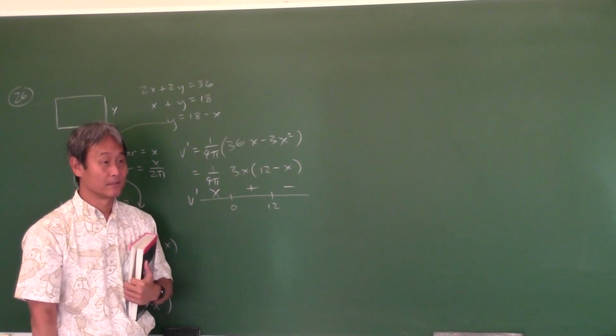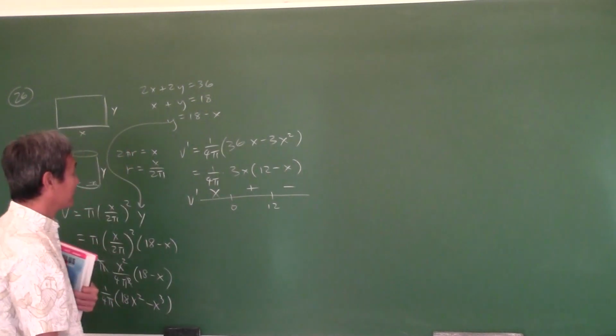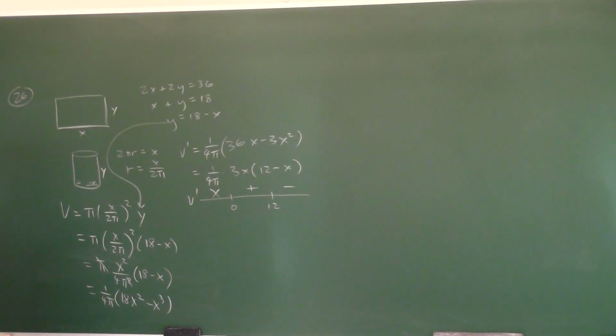Wait, in this problem the x is the circumference? Oh yeah, it is the circumference. But isn't the problem to find the values of x and y? Yeah, so the x is the circumference of the circle.